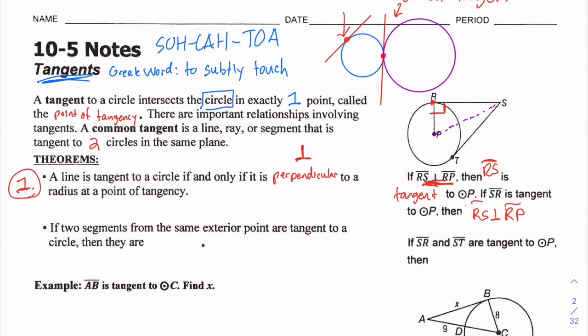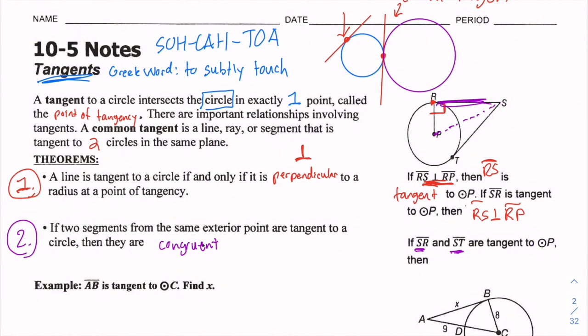Like, again, triangles is always going to come back to us. Here's another theorem. Theorem number 2. If two segments from the same exterior point are tangent to a circle, then they are congruent. Okay, so let's look at the segments now. Okay, look at SR and ST. Okay, SR and ST. Okay, are they tangent to the same circle? The answer is yes. They're tangent to circle P.